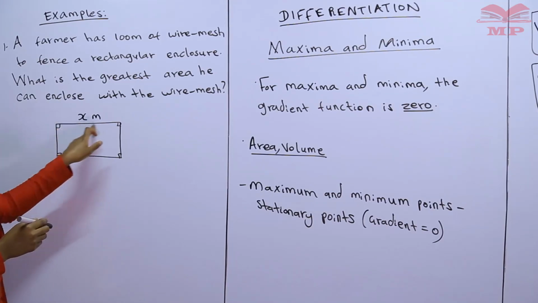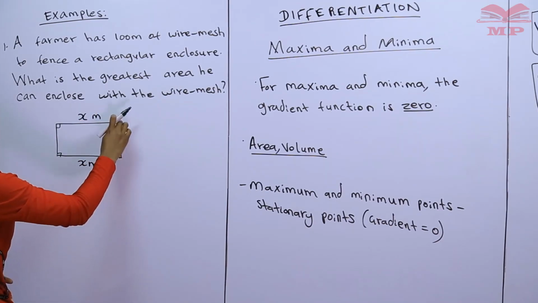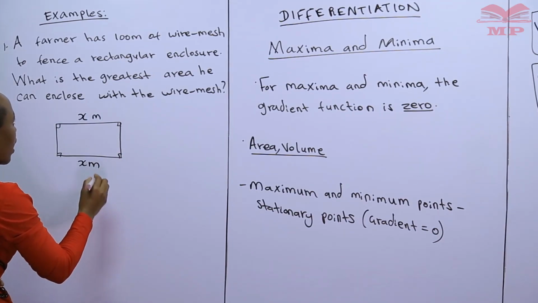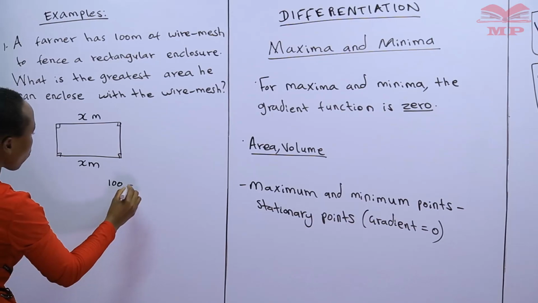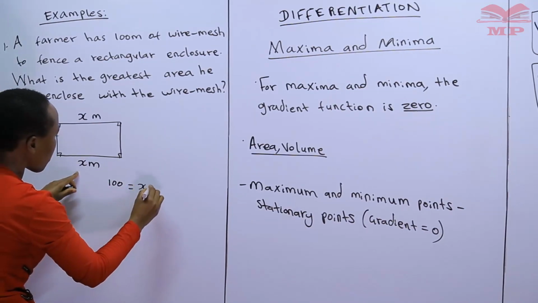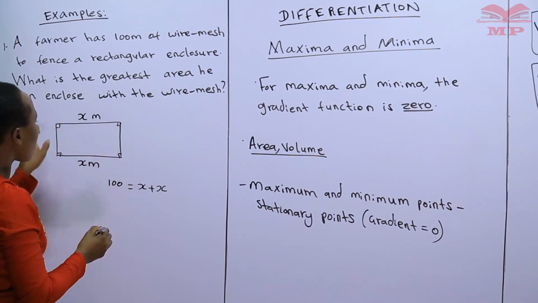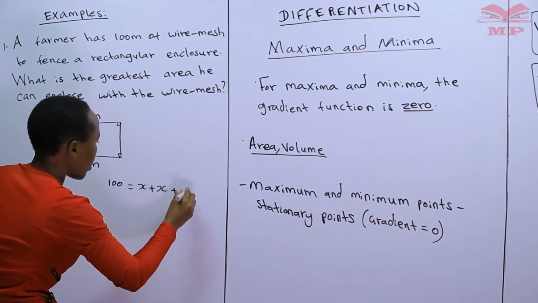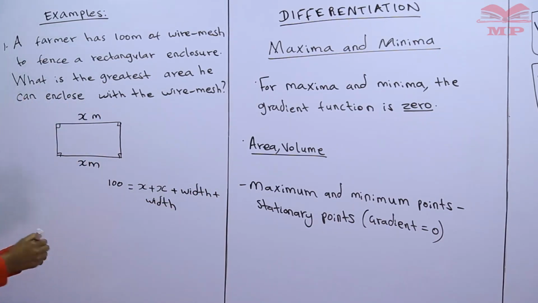So we need to consider this rectangular enclosure. If we take x to be our length, and the total length of the wire mesh is 100 meters, then the other side will also be x meters. We need to calculate the value for the width. So 100 is equal to x plus x, plus the two widths. This one is going to give us the 100 meters.